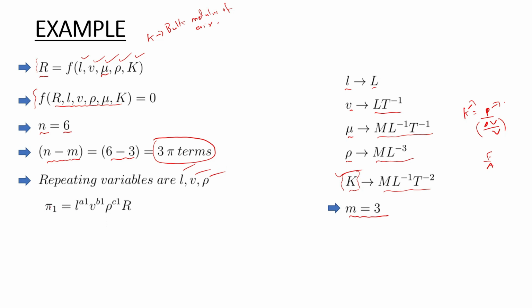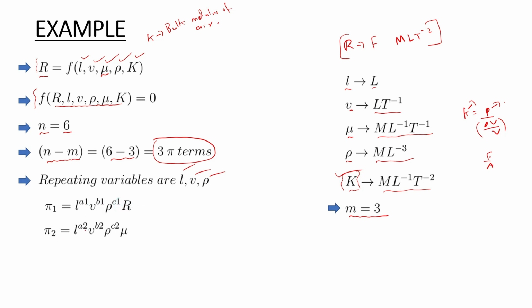Now let us write the first pi term. So pi 1 is equal to L raised to A1, V raised to B1, and rho raised to C1 into a dependent variable. Here the dependent variable is capital R, the resistance, which is not a repeating variable. The dimensions of resistance correspond to force, the force offered, so it is M L T minus 2. You need to find out these A1, B1 and C1.